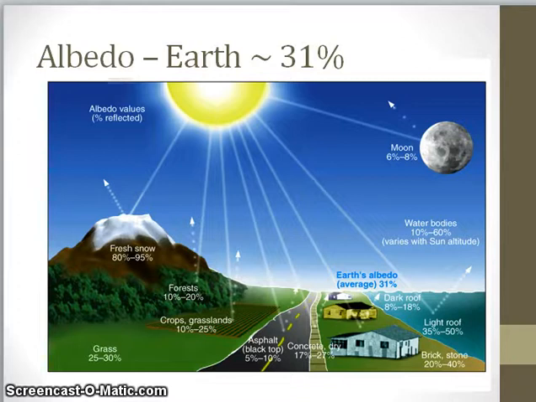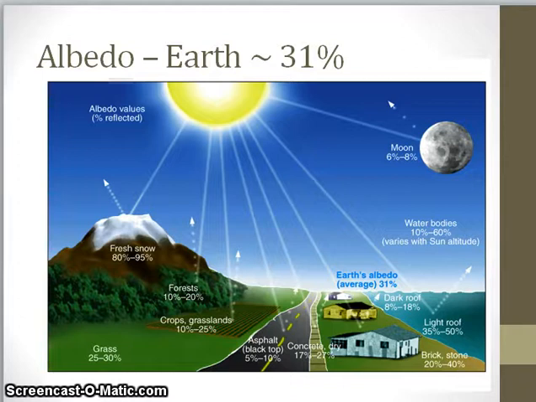The Earth in general has an albedo of about 31%, but different surfaces, different aspects of the Earth, have a different albedo. So fresh snow, about 80 to 95% of shortwave radiation will reflect off the Earth's surface without being absorbed. And if you see this example of asphalt or blacktop, only about 5% of the solar insolation gets reflected off. That means 95% actually gets converted into longwave heat radiation.